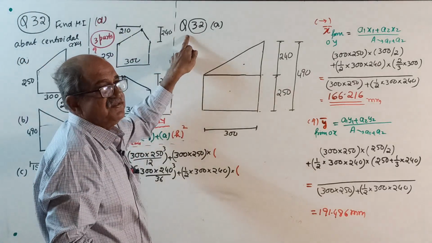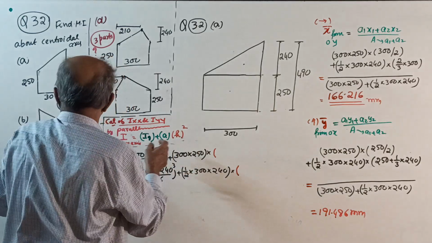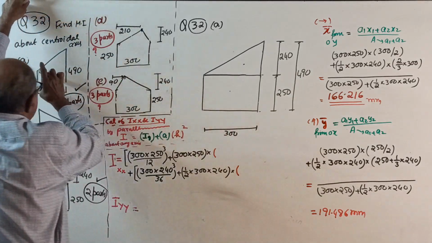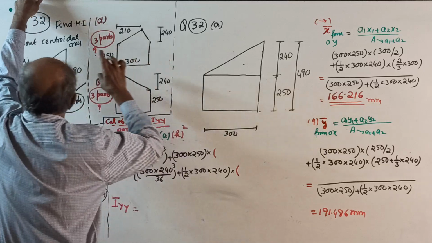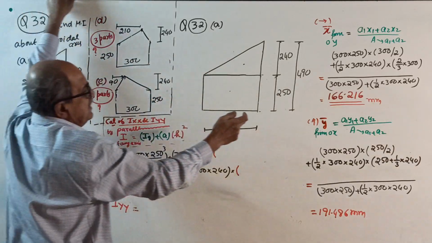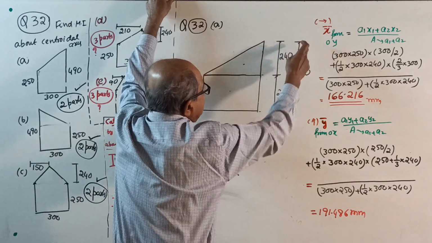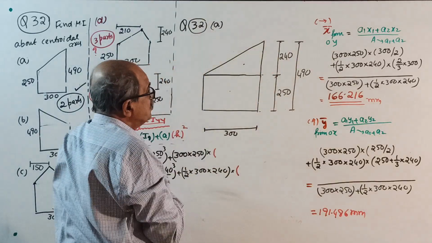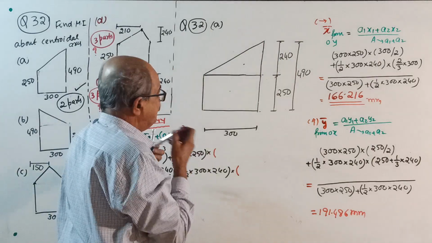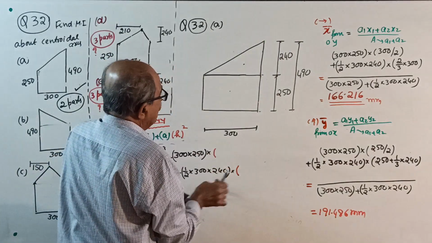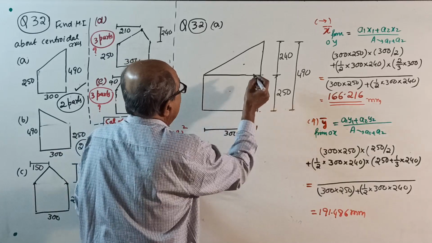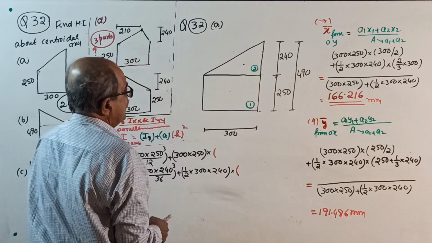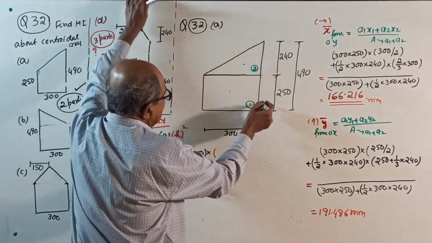Start. Question 32A. Neat sketch. Everywhere the base is 300. The height is divided into 2 parts. This height is 250, and the total they told is 490. Be very careful: total 490, so from 490 subtract 250 and you get 240. Which is 1 and which is 2 is your choice. I will take the rectangle as 1 and the triangle as 2.